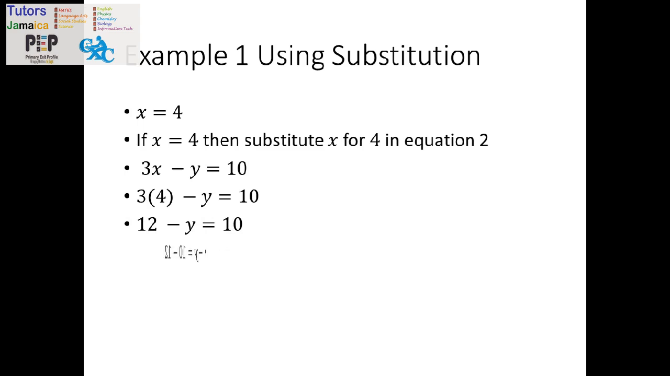So we end up with minus y equals 10 minus 12. So what we end up with is minus y is equal to minus 2, and we multiply throughout by minus 1, or divide throughout by minus 1, whichever way you want to look at it, to get rid of the negative sign, right? So whatever we do on one side, we have to do it on the other side. So we end up with positive y and positive 2.